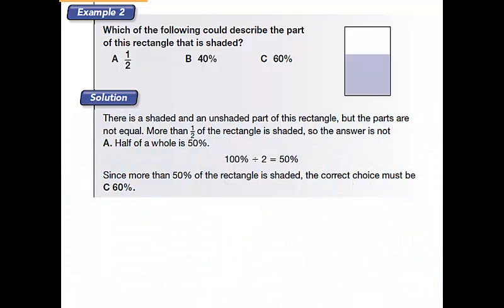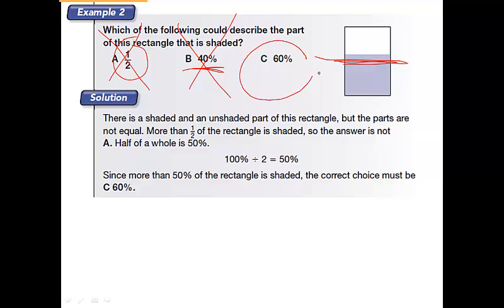There is a shaded and an unshaded part of this rectangle up here, but they're not equal. More than 1/2, we go to half about right there, right? More than half of that is shaded. So the answer is not A. It can't be A. That's not right. And because we know that half is 50%, we know that the shaded part's more than that, so it can't be 40%. So we know that this must equal 60%. So the correct answer was C.